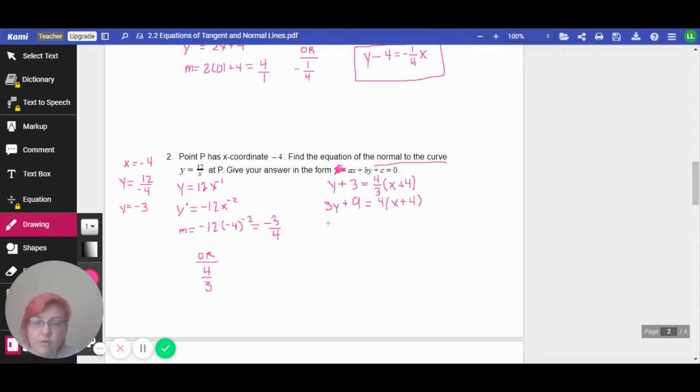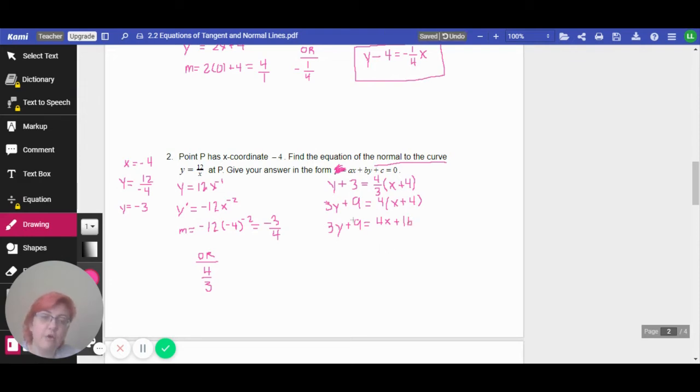Distributing that 4, the left-hand side is not going to change. 3y plus 9 equals 4x plus 16.